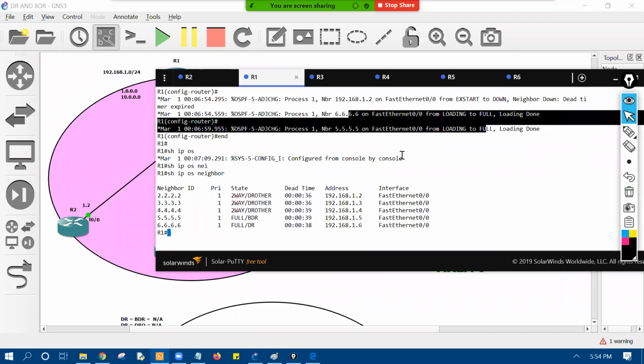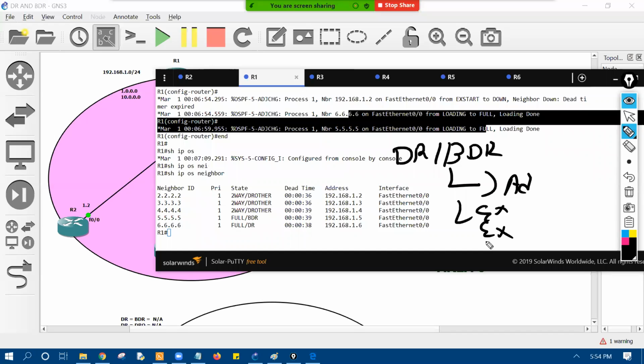As I told you, I remember yesterday we discussed that whatever router becomes the DR and BDR will move through the adjacency states like ExStart, Exchange, Loading, and Full, right? And whatever the DROther routers are, they will be stuck in the two-way state. You can see that. So these are my DR and BDR. That's why they're moving to the full state.